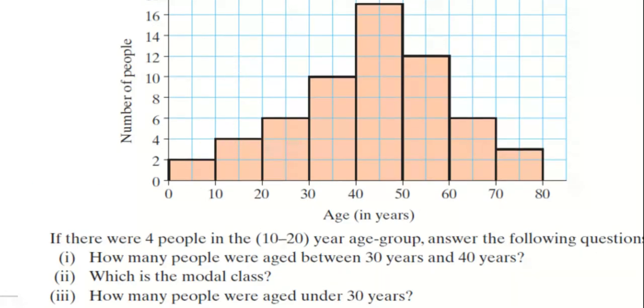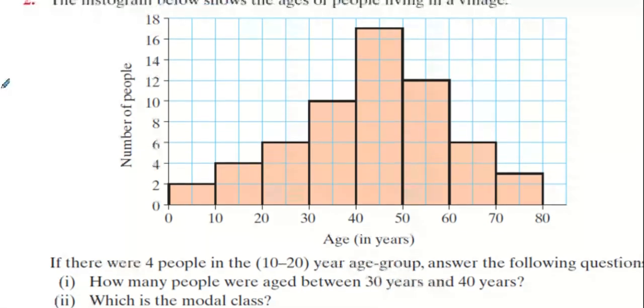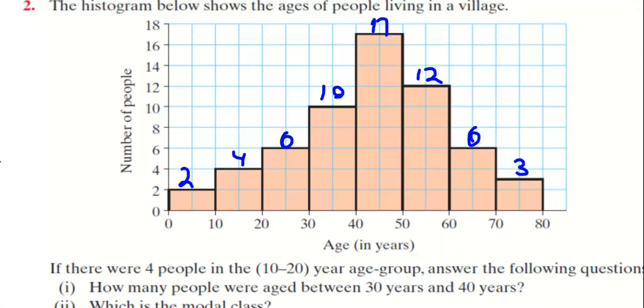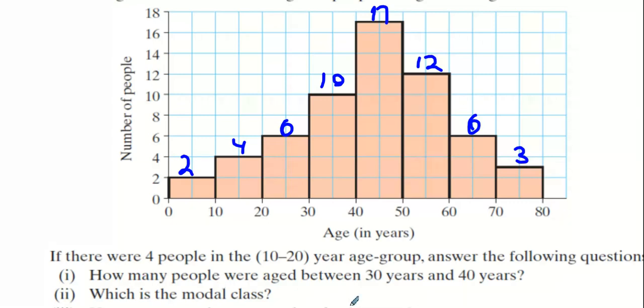Who's the modal class, the most common? 40 to 50, roughly 17 people. That makes sense, halfway between 16 and 18. Okay, I'm just going to put the totals up here for a minute, just so we can see them quite easily. Now, the modal class we all agreed was 40 to 50. How many people aged between 30 and 40? 10.